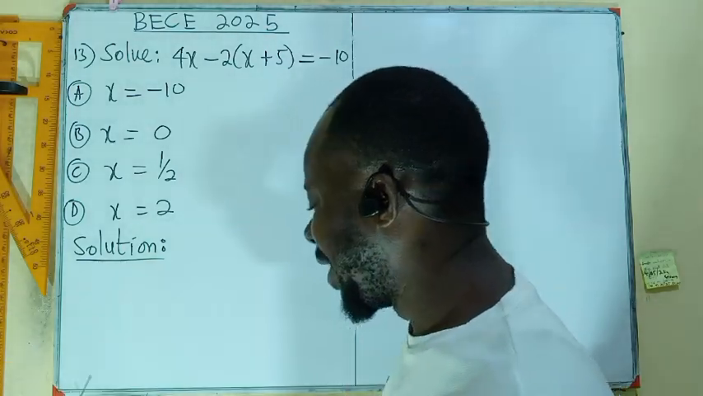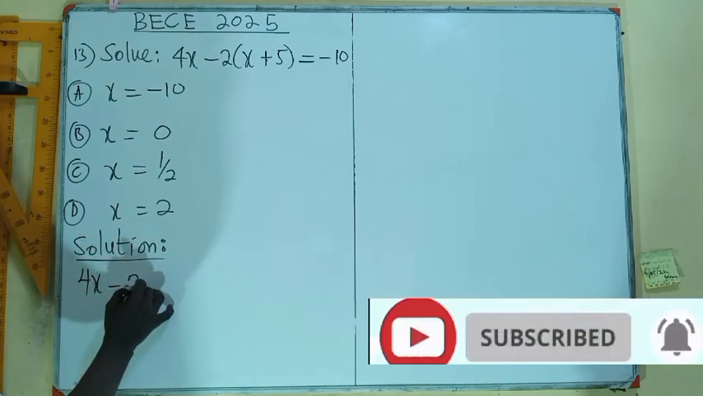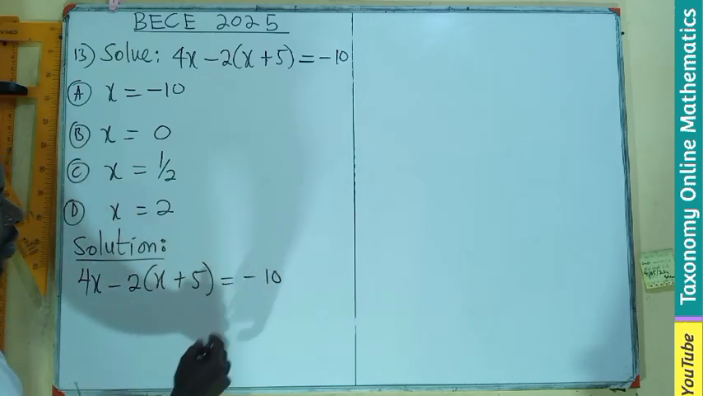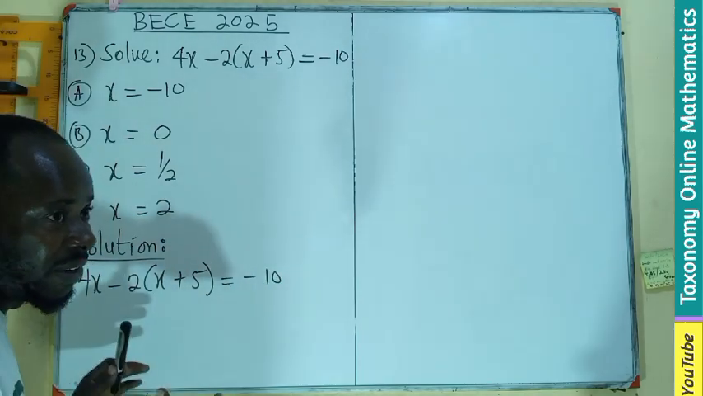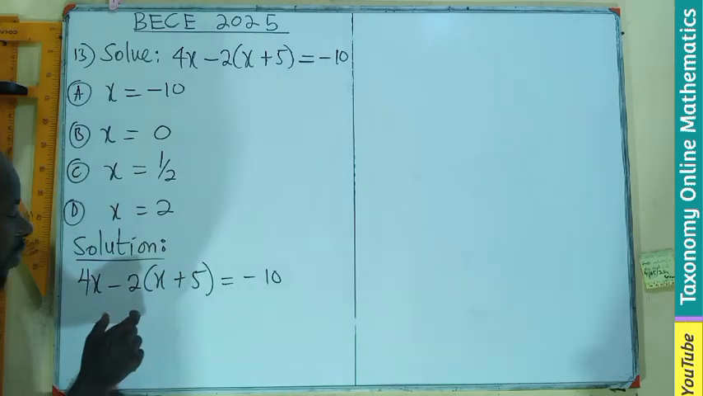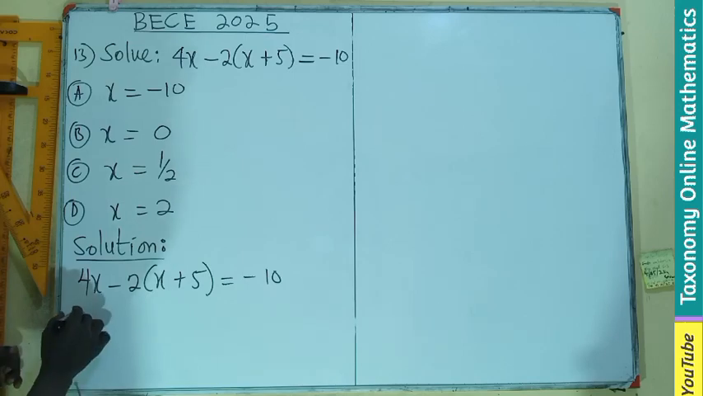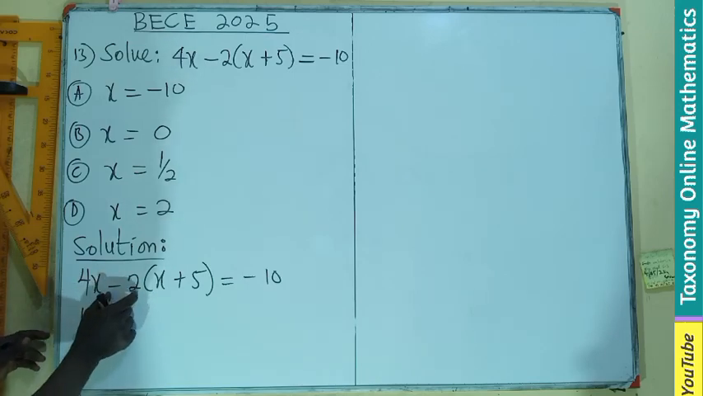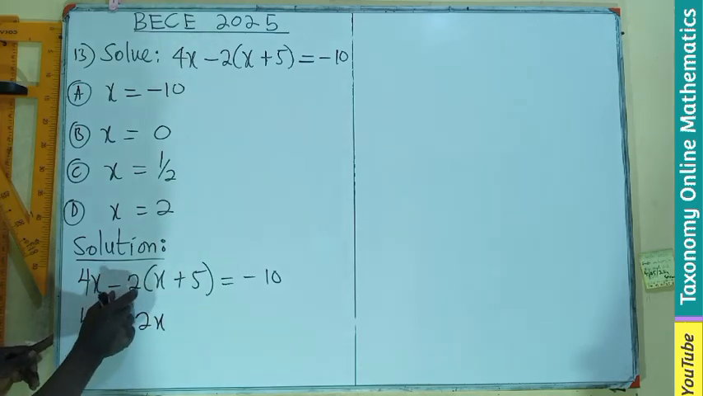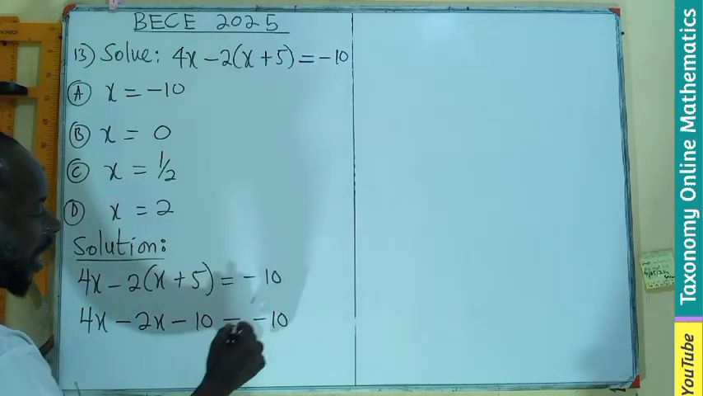We are to solve this linear equation, which is 4x minus 2 into bracket x plus 5 equals to negative 10. In this, the first thing we have to do is to expand this bracket, take into account the sign attached to the multiplier, which is negative 2. So I maintain my 4x, negative 2 times positive x, giving negative 2x, negative 2 times positive 5, giving negative 10, equals to negative 10.